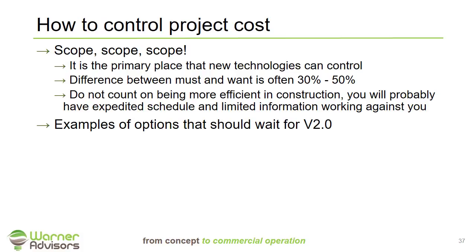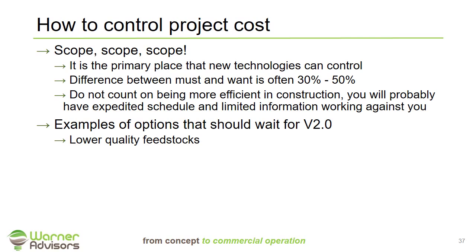So let's talk about examples of what should wait for the second version of a plan. First are lower quality feedstocks. You often have built your process based on high quality feedstocks out of something like a corn wet mill for sugar, and you'll often find in discussions you can get cheaper, lower quality feedstocks from those or from other sources.